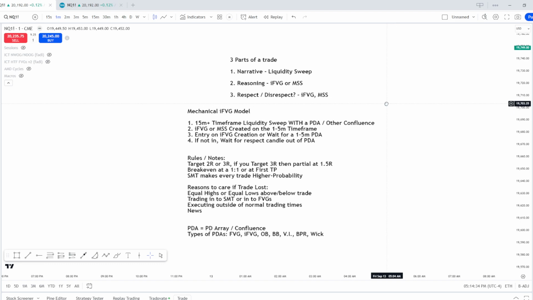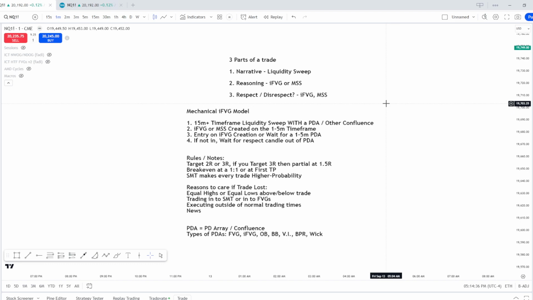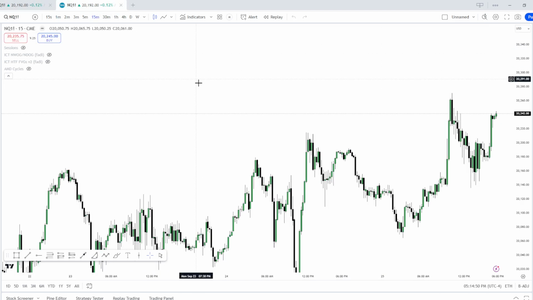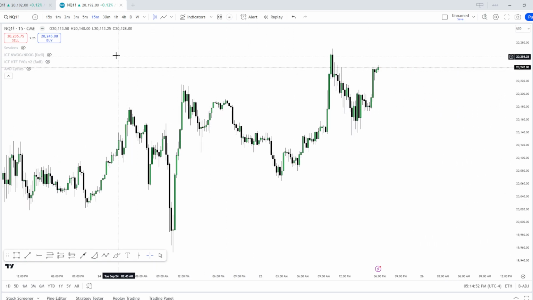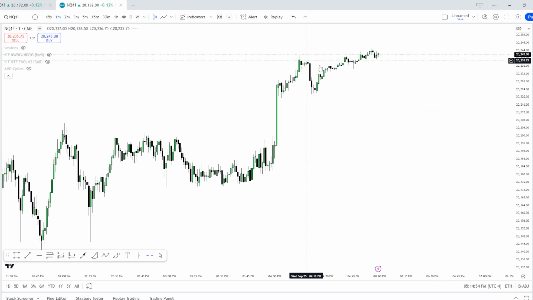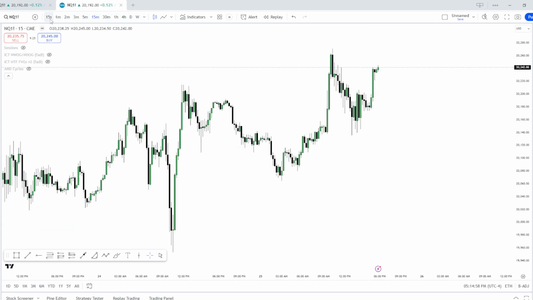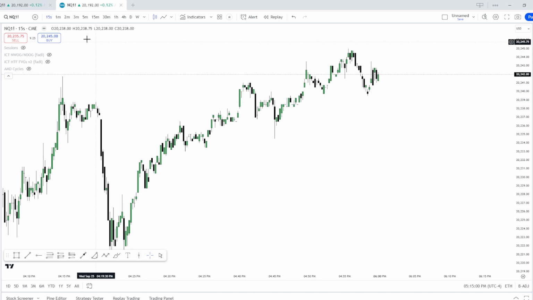So going to the model, let's get started. The first thing you're going to be looking for when you're trading this model is a liquidity sweep off of 15-minute plus liquidity. What do I mean by that? On every single time frame within the market, there's liquidity. There's liquidity on the 1 minute, 2 minute, 3 minute, 5 minute. There's liquidity even on the second time frames.